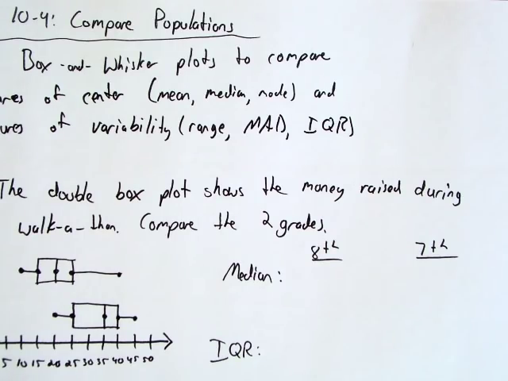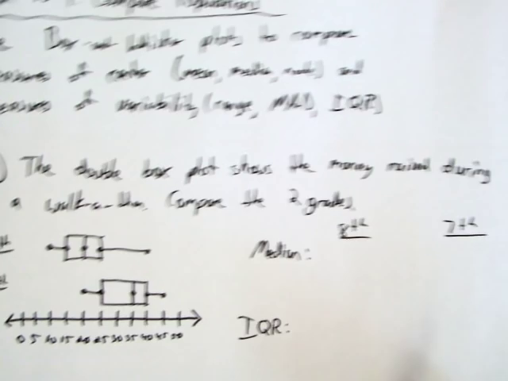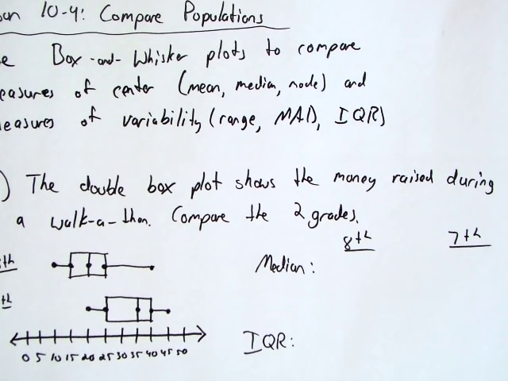All right, today we're going to be talking about Chapter 10, Lesson 4. We're going to be talking about comparing populations. So, we can use something called a box and whisker plot. This is something that you guys have done in the past to compare the measures of center, and those again are mean, median, and mode, and measures of variability. We learned about range and interquartile range in Lesson 2, and we learned about the mean absolute deviation in Lesson 3.